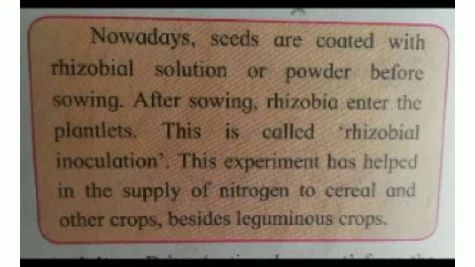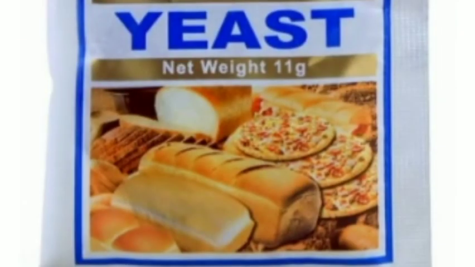Nowadays, seeds are coated with rhizobial solution or powder before sowing. After sowing, rhizobia enter the plantlets. This is called rhizobial inoculation. This has helped in the supply of nitrogen to cereal and other crops besides leguminous crops.